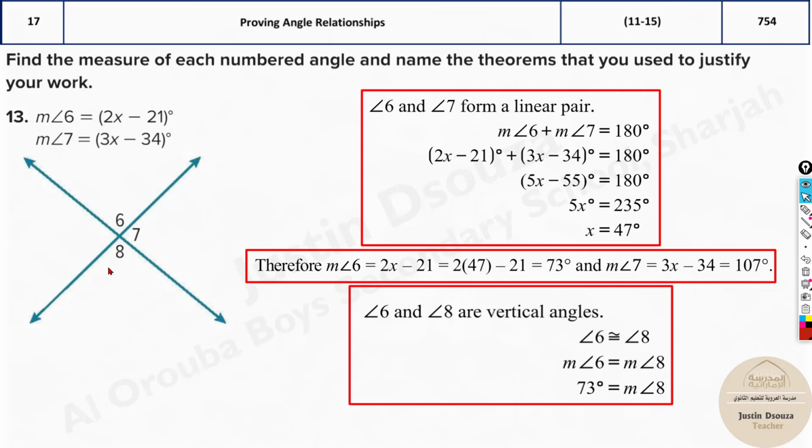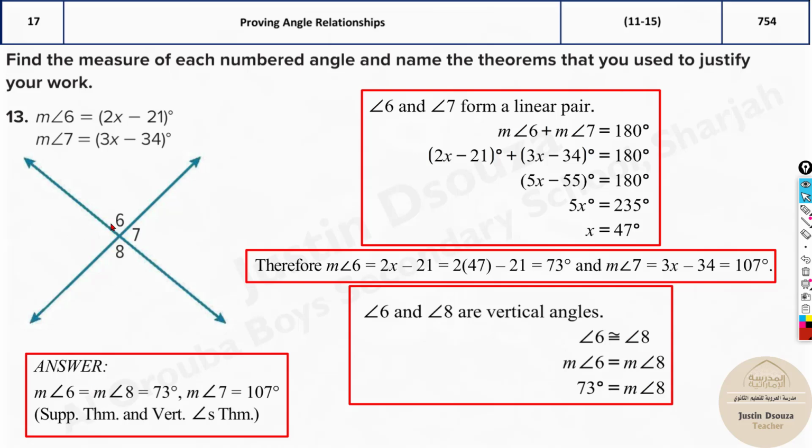Now remember, the above ones are a linear pair. When you add them up, it's a linear pair. Since these are vertical angles, they both are equal. So the measures are, for 6 and 8, equal to 73 degrees, and for 7 it's 107.